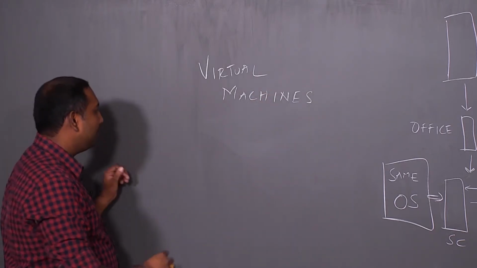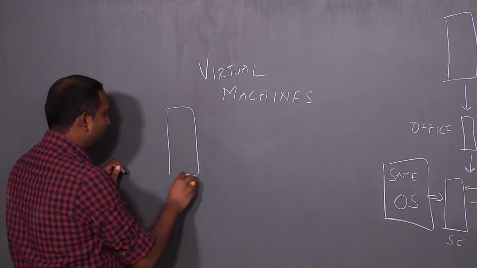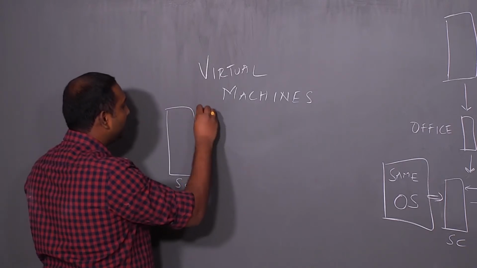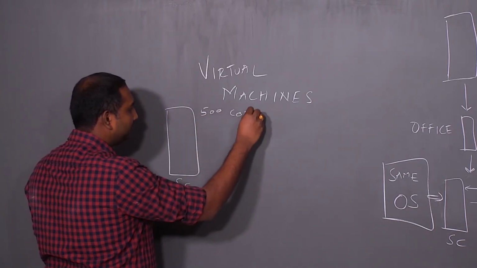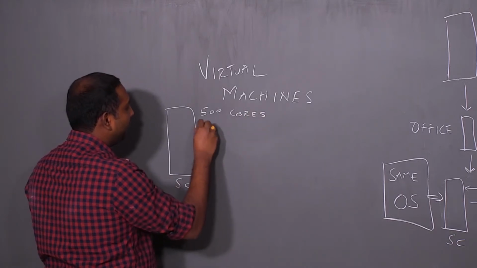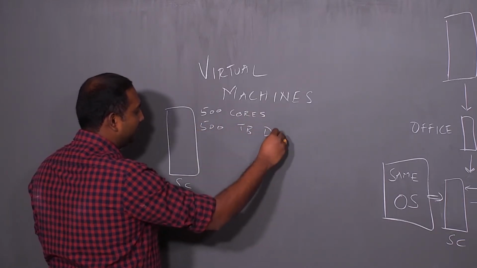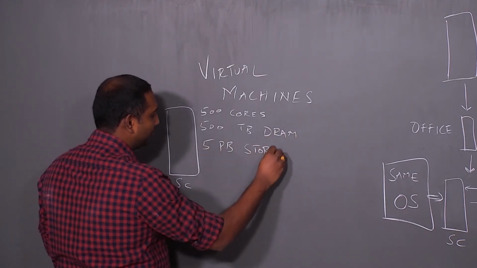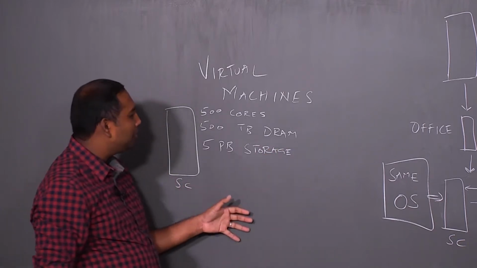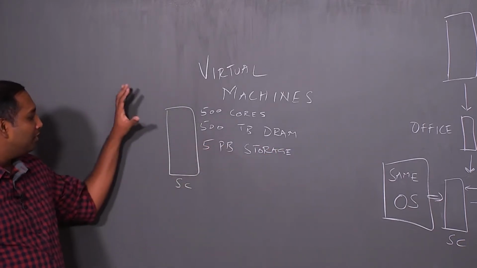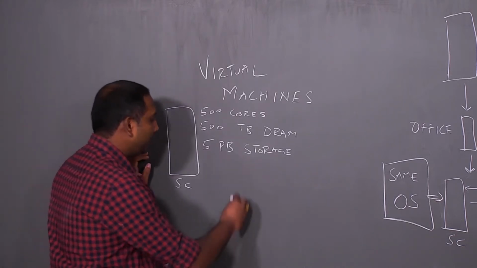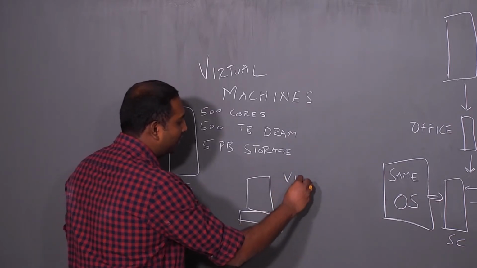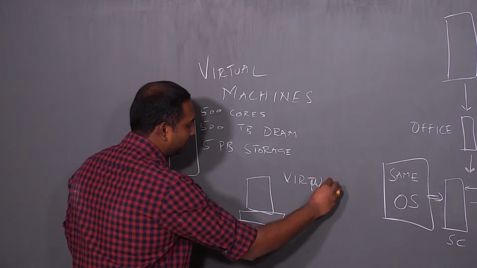Okay, so the idea here is that we have our giant supercomputer, and let's say that it has, to make up a number, 500 cores, and then it has 500 terabytes of DRAM, and let's say 5 petabytes of storage. I think to be a respectable supercomputer, you need specs like this, right? So you have all of these things, and what we're going to do is give each user the illusion that they have a smaller machine, which we are calling a virtual machine.